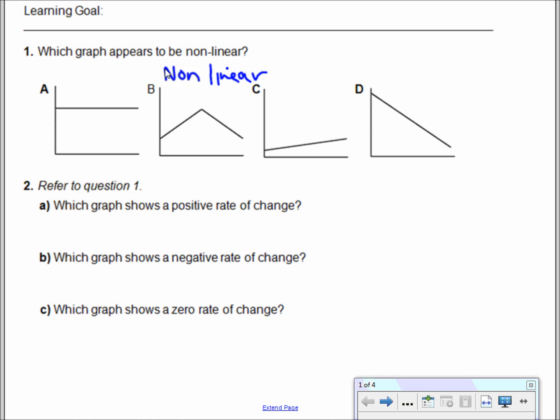Okay. Refer to question 1. Which graph shows a positive rate of change? You might also have heard rate of change being called slope. Yeah, it's increasing.